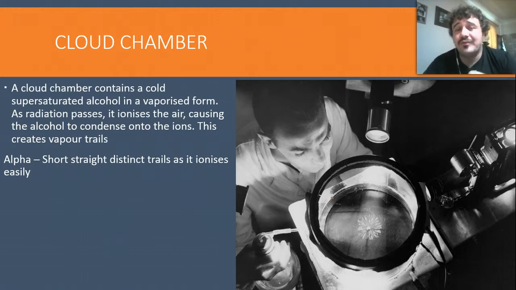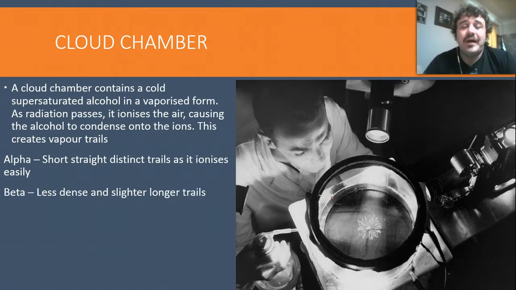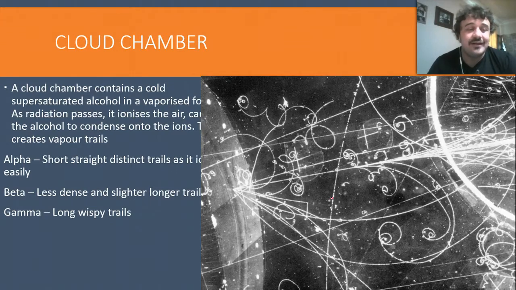So, the alpha could produce short, straight trails. That's because they ionize super easily. Beta produce less dense trails, and they're longer because they travel further. If you look at the amount of penetration they've got, that's why, and it's all because of the size of the particles. Gamma produces these long, wispy trails, and they're the ones that you look at and you go, that's quite pretty. We'll see in a couple of seconds.